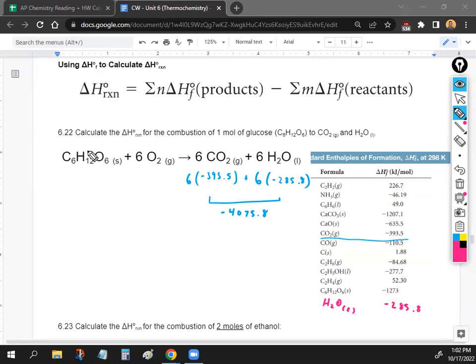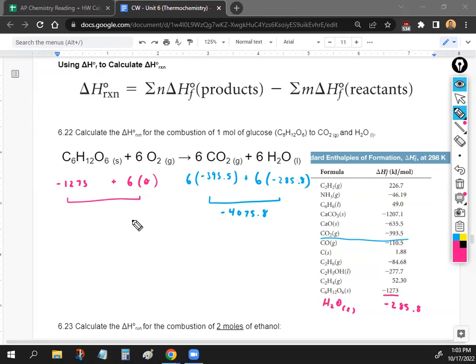Okay, then we have to do the reactant side, which is glucose. So glucose, if you look down here, has an enthalpy of negative 1273. And then we don't have the enthalpy for oxygen gas. What do you guys think? Yes, it's 0. Why is it 0? Yes, it's in the most stable form, so it's 0.